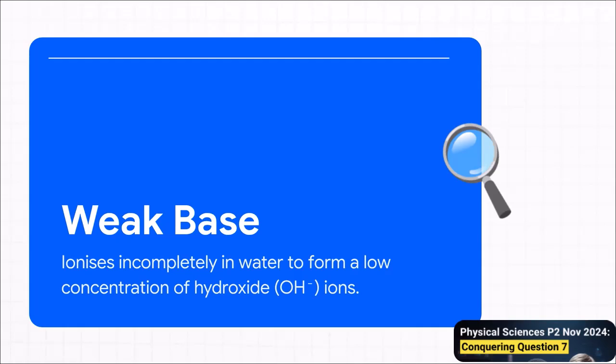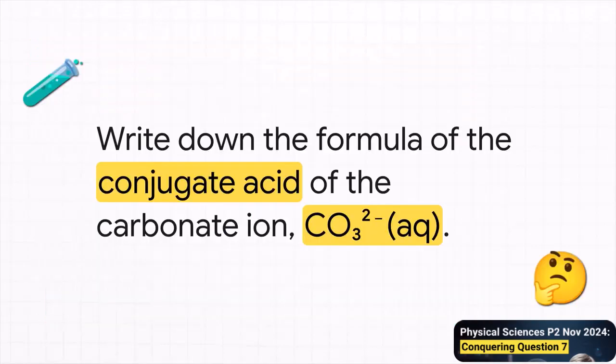A weak base is a base that ionizes incompletely in water. That's your first keyword. And what's the result of that? It forms a low concentration of hydroxide ions. That's your second keyword. You have to have both of those, incompletely and low concentration, to bag both marks. Seriously, write that down.